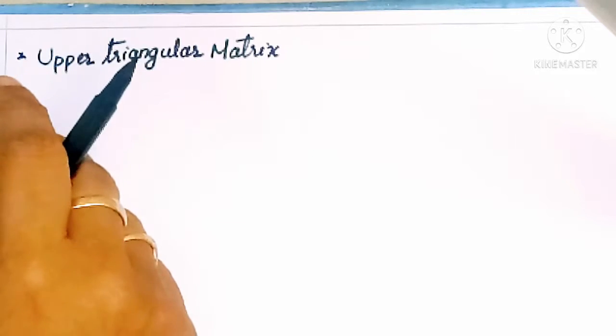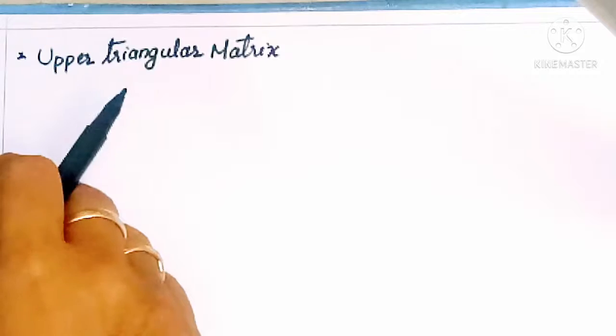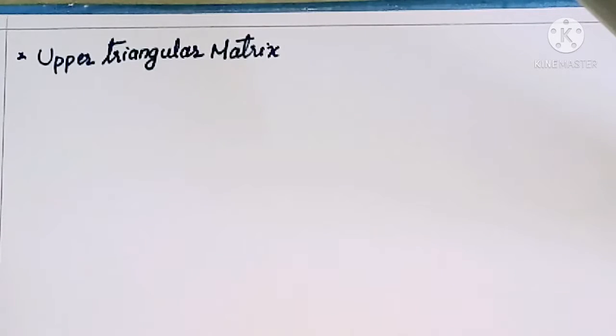Last class we already discussed some types of matrices, that is row matrix, column matrix, rectangular matrix, square matrix, null matrix and diagonal matrix. Today we are going to discuss what an upper triangular matrix is.